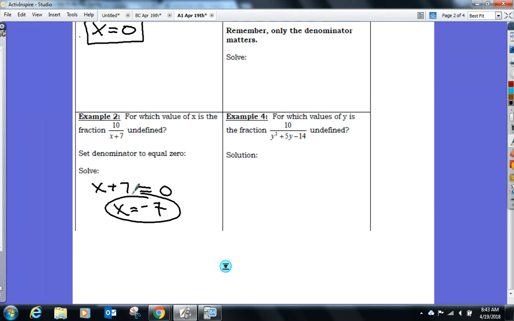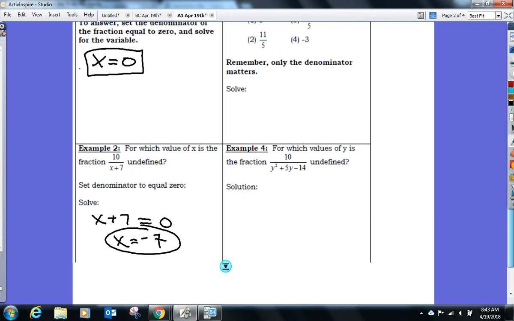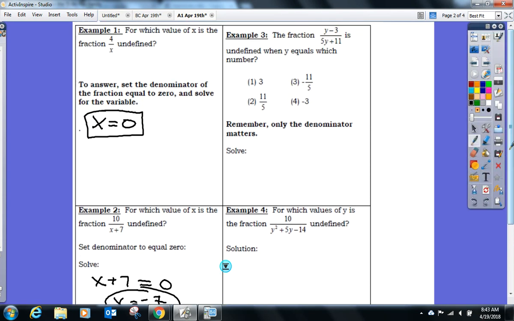Everyone all right there? Because a lot of the time you're just not going to be able to look at it and go, oh, it's that number. You're going to have to set it equal to 0 and do some work. All right, let's go up to 3. I don't know if I could even do this just looking at that denominator and trying to pick a value of y that would make the entire denominator 0. I don't think I could do that. So that's why I'm going to do 5y plus 11 equals 0. When is that denominator equal to 0?